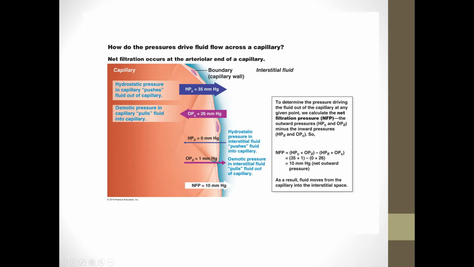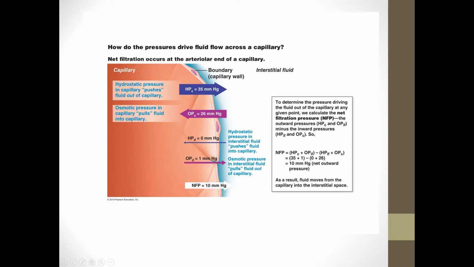So here is the equation for net filtration pressure. We take the hydrostatic pressure of the capillary and the osmotic pressure of the interstitial fluid. Notice the arrows are both moving out, and we subtract from them the sum of the hydrostatic pressure pushing back in and the osmotic pressure of the capillary pulling back in. So this is going to be 35 plus 1 minus 26. So our net filtration pressure is 10, and it's a positive number, which means that fluid is going to leave the capillary bed. So as a result, fluid moves from the capillary into the interstitial space.